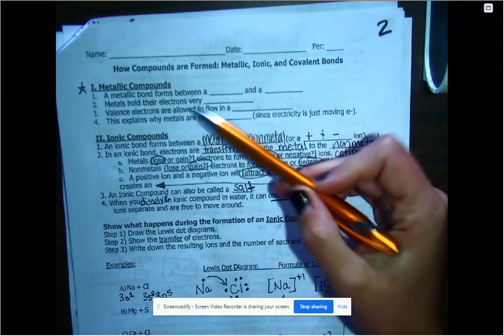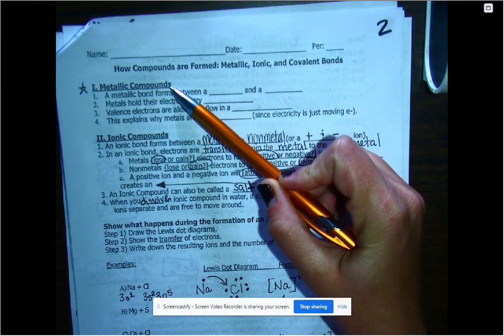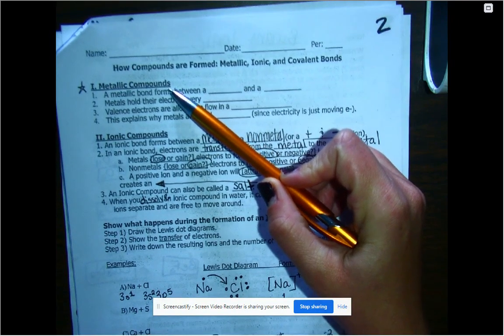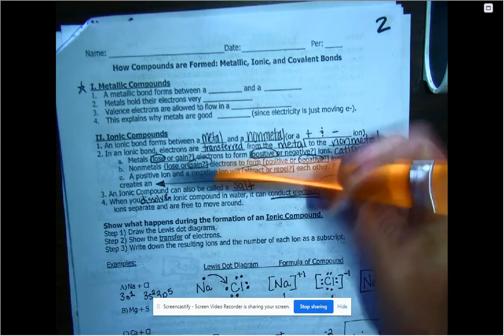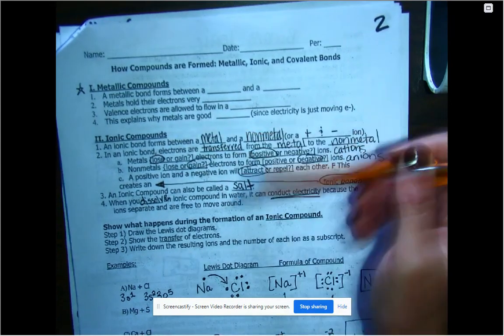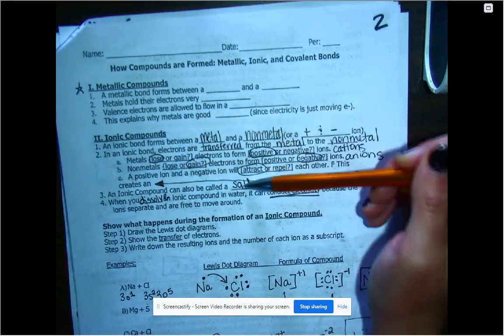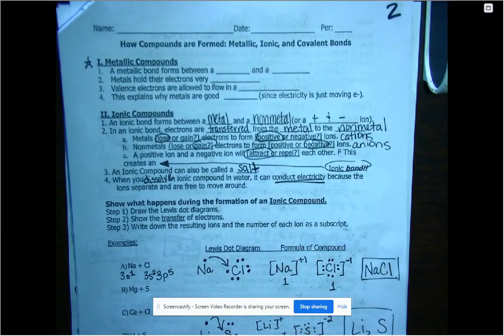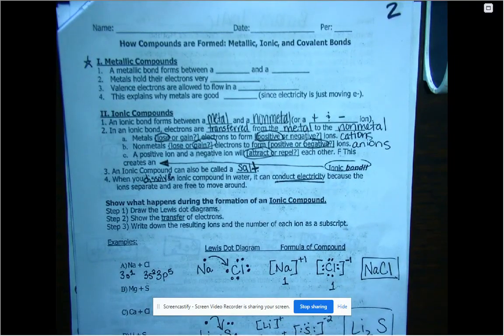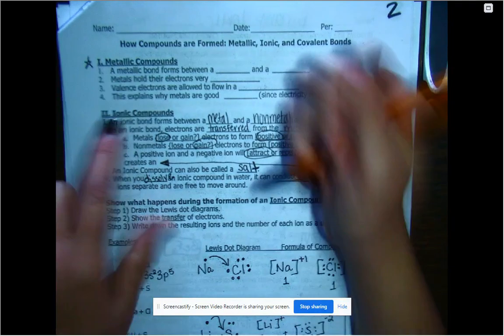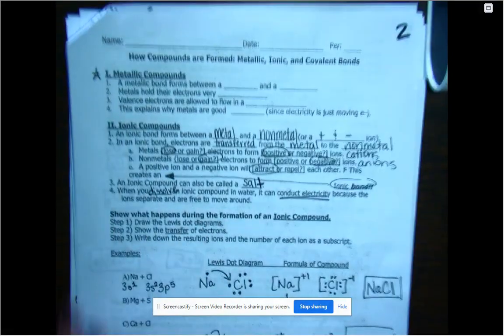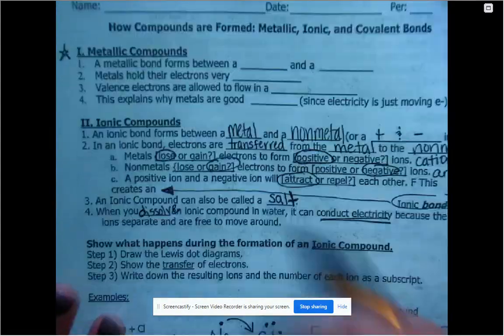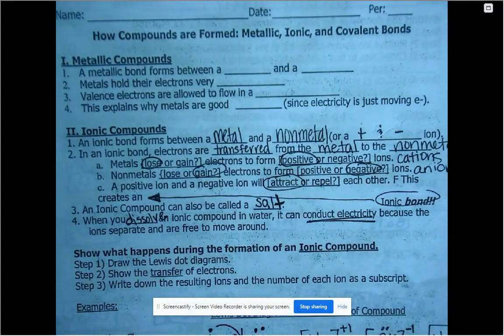We're going to briefly write some notes about metallic. We're not going to do much with it, okay? But then we're going to move into ionic compounds, and I want you guys to be able to draw out that electron transfer, okay? So, should not take us too long, and then we will be done, okay? So stay with me.